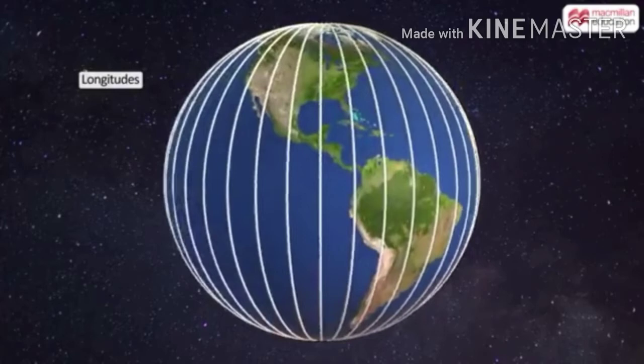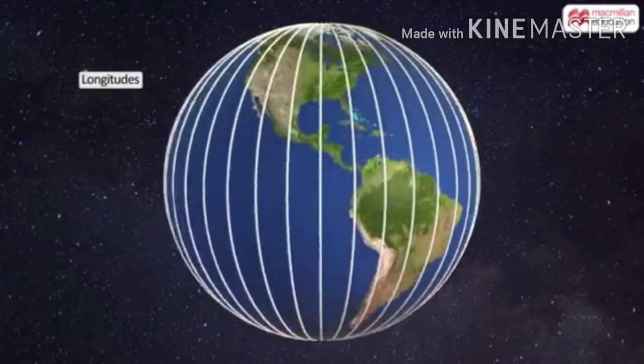They are the furthest from each other at the equator due to the bulge of the earth. They are closer to each other as they get near the poles. The 0 degree longitude is called the prime meridian.